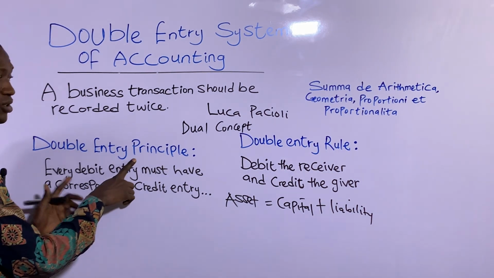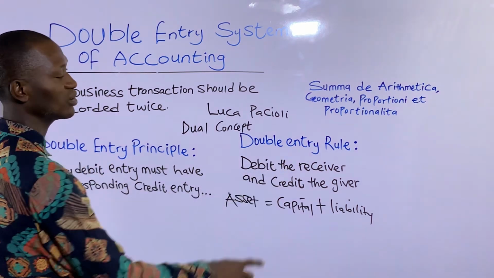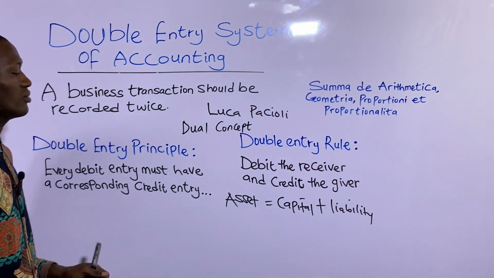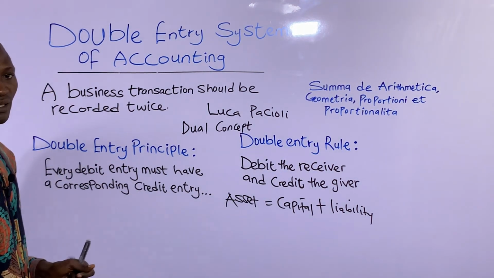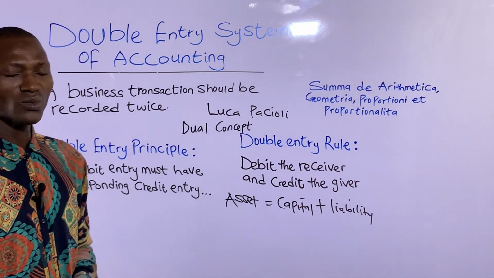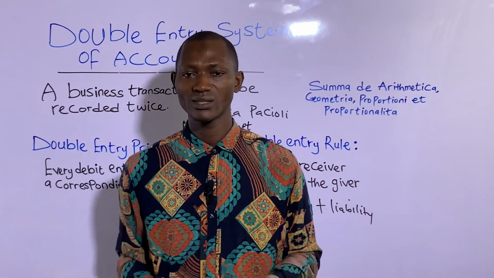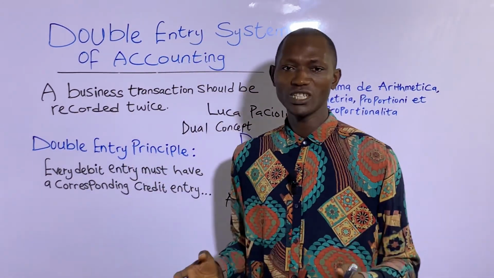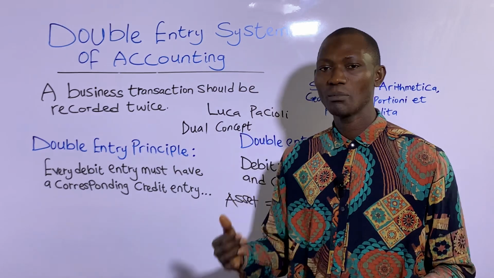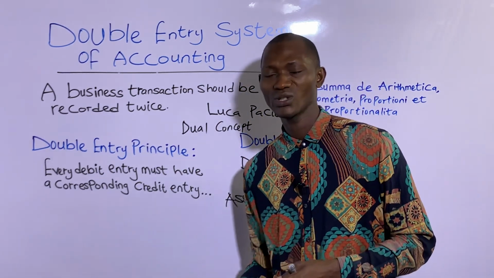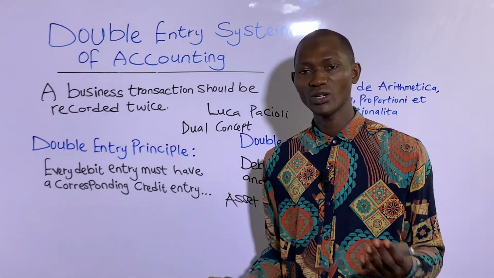We have the double entry principle and we have the double entry rule. So let's start with the double entry principle. The double entry principle established that the double entry for a transaction should be completed by debiting one account and crediting the other account.